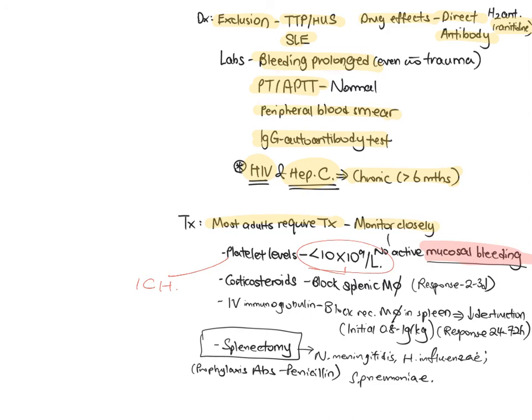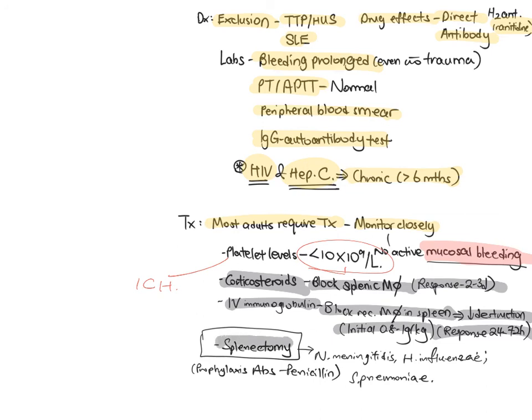Corticosteroids can be given, and that is used to block the splenic macrophages from actually removing these platelets, and patients tend to respond in 2 to 3 days. IVIG can also be given, which helps to block the macrophages in the spleen from destroying the platelets, and they tend to respond in 24 to 72 hours, so about 1 to 3 days. It's given at a dose of 0.8 to 1 gram per kilogram initially.